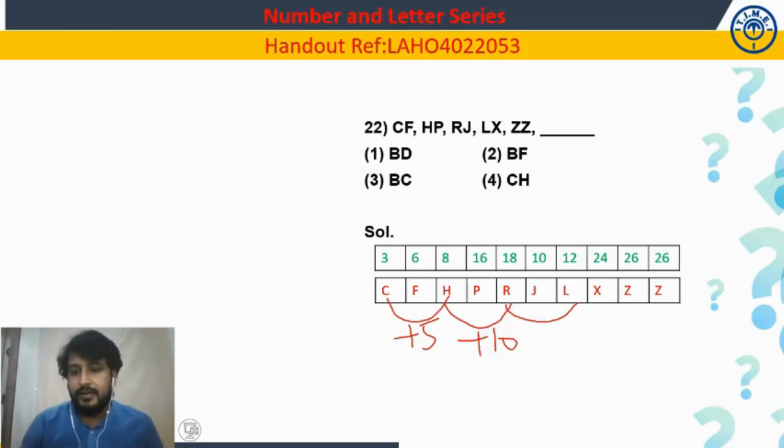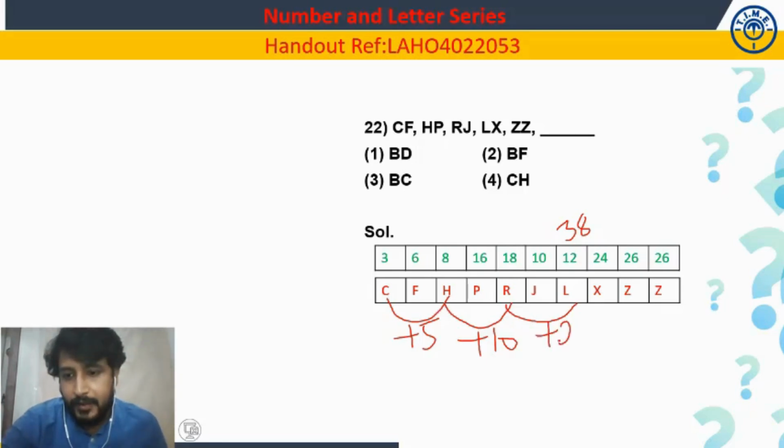But what is the value given here? 12. Now, C to H is plus 5, H to R is plus 10. So, to get this 12, how much is to be added? 12 is nothing but, it can be 12 or it can be 38. It can also be treated as the 38th letter. So how much? 18 to 38 is nothing but plus 20.